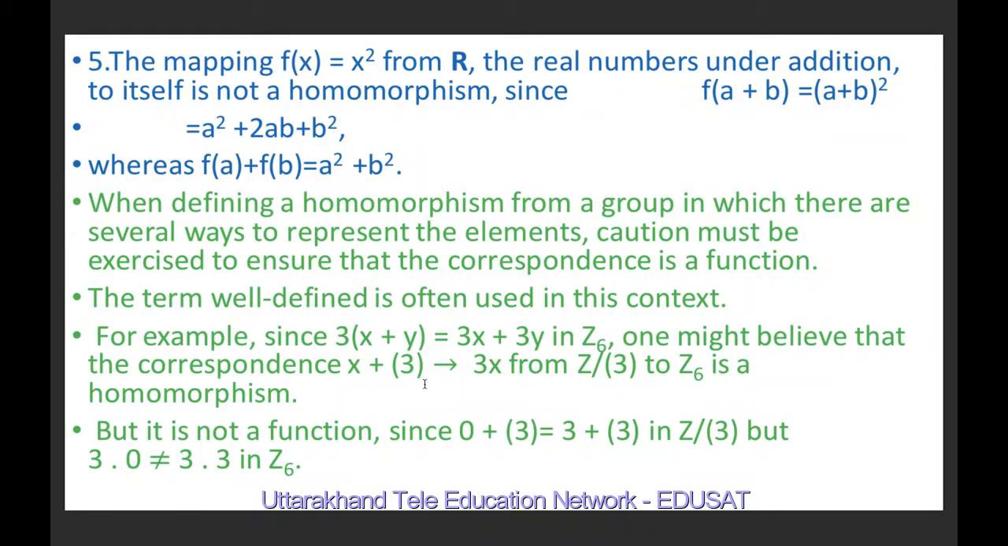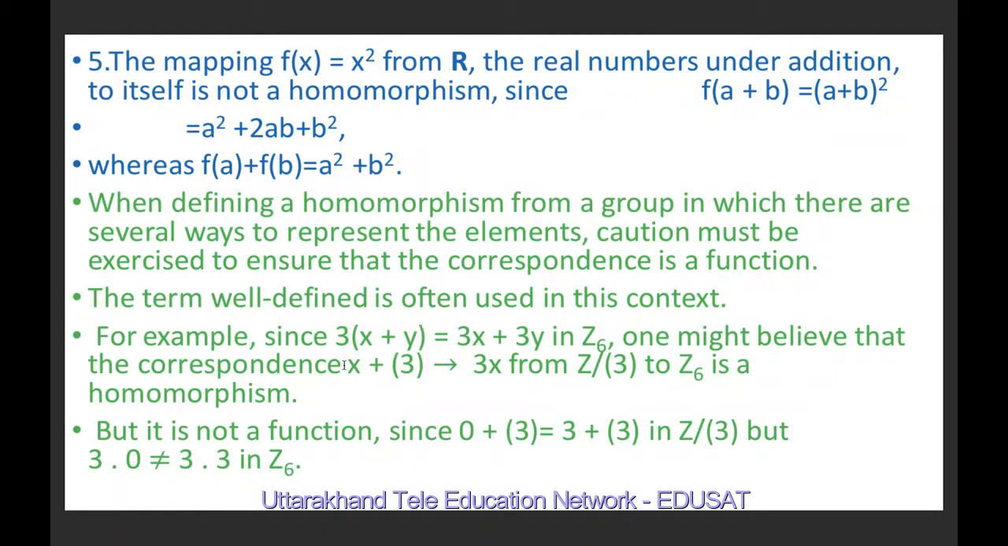Because x + 3Z is an element of Z/3Z, and Z/3Z is nothing but a quotient group consisting of the set of all the cosets. So 0 + 3Z in Z/3Z is equal to 3 + 3Z. But in Z6, 3 into 0 is not equal to 3 into 3.